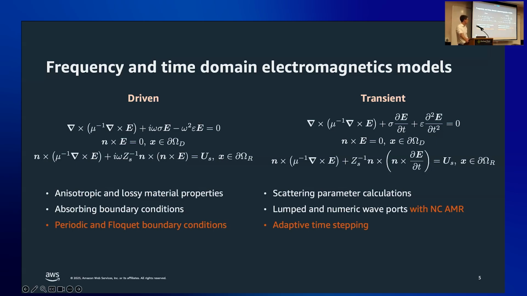So we support anisotropic and lossy material properties, absorbing boundary conditions, scattering parameter calculations, lumped and numeric wave ports. And the orange text here is actually relatively recent features. So we now support periodic and Floquet boundary conditions. So those are periodic structures with a phase shift. And we also now support non-conformal AMR with numeric wave ports. This is the non-conformal submesh capability recently added. And we also support adaptive time stepping in the transient simulation through SUNDIALS.